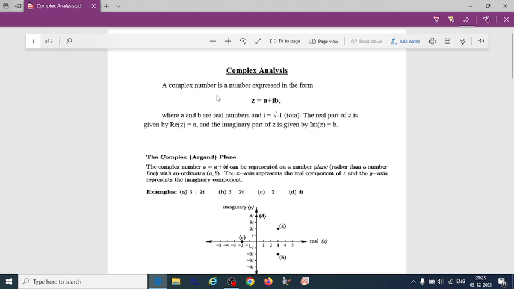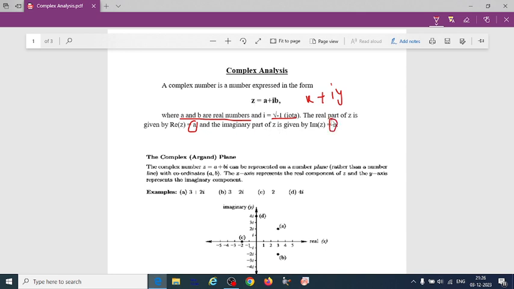Let us start. A complex number is a number expressed in the form z equal to a plus ib, or else we can also represent it in terms of x plus iy. Both are correct. Where a and b are real numbers, and i is equal to root of minus 1, that is iota. The real part of z is given by a and the imaginary part of z is given by b.